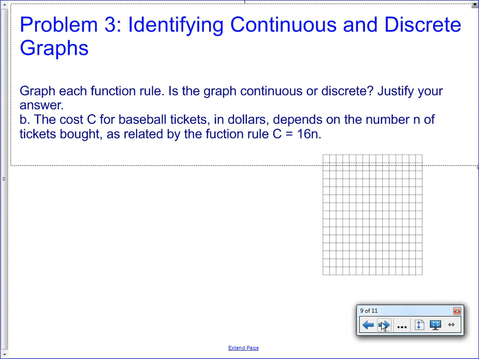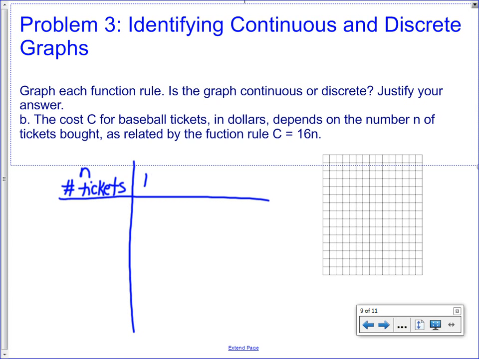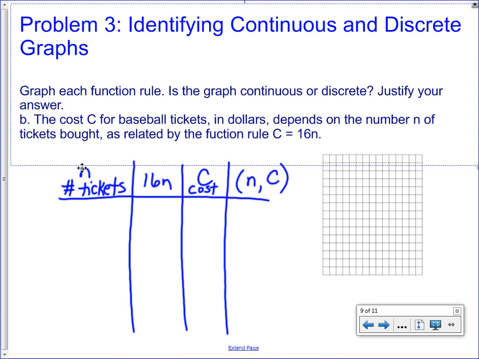In our next example, we have the cost C for baseball tickets in dollars, and this depends upon the number N of tickets bought, as related by the function rule C equals 16N. So I have N for the number of tickets. My function rule is 16N, so the tickets must be $16 a piece. That's going to give me the cost, C, and then I'm going to have the ordered pair (N, C).